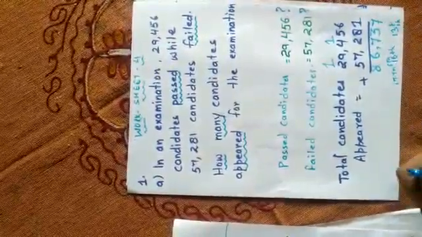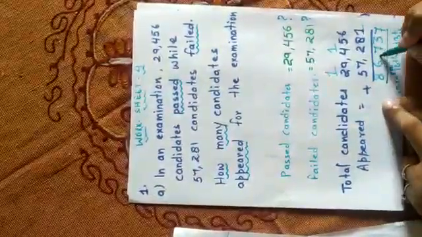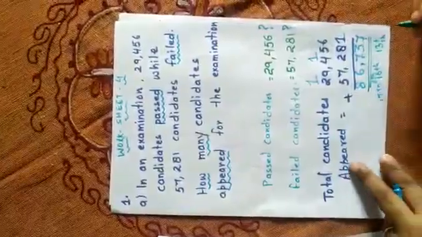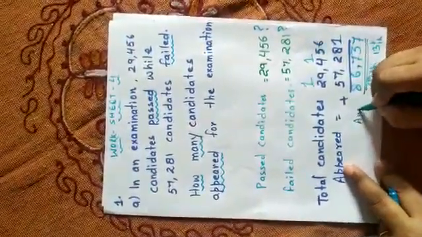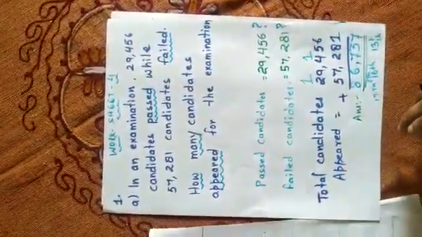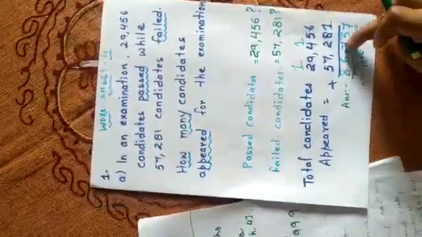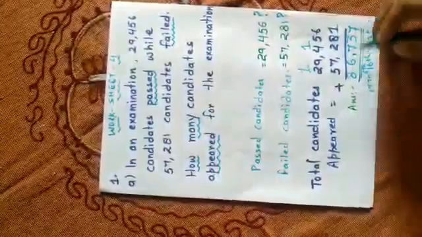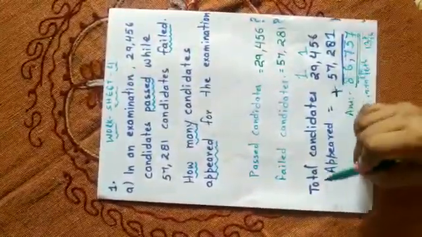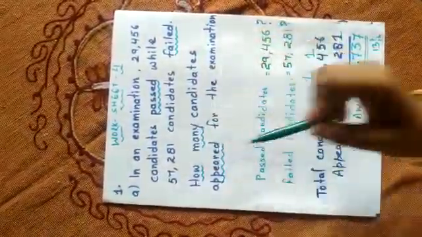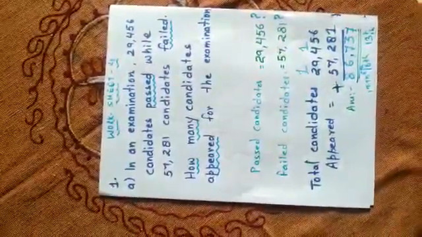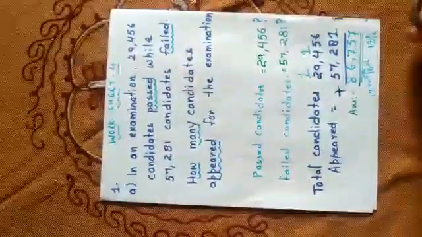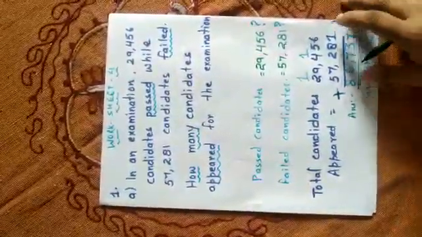So total candidates are 86,737. This is the answer. This is the solution. We find the result. How have we found the answer? By addition. Because the question asks how many candidates appeared, it means total. Total means addition.